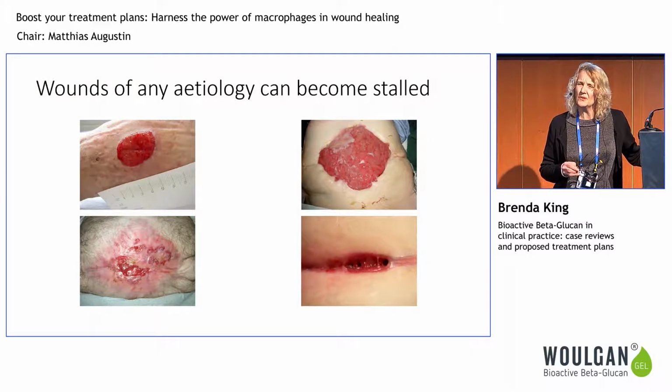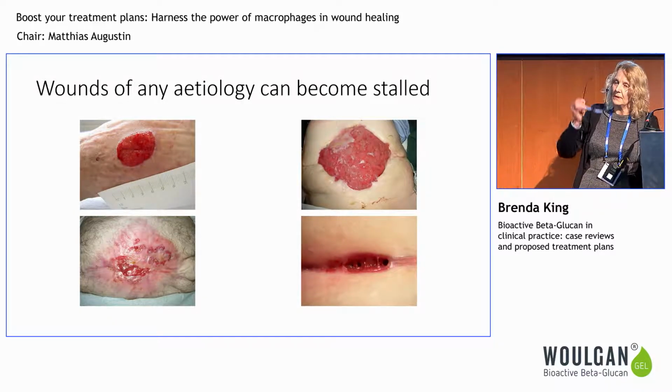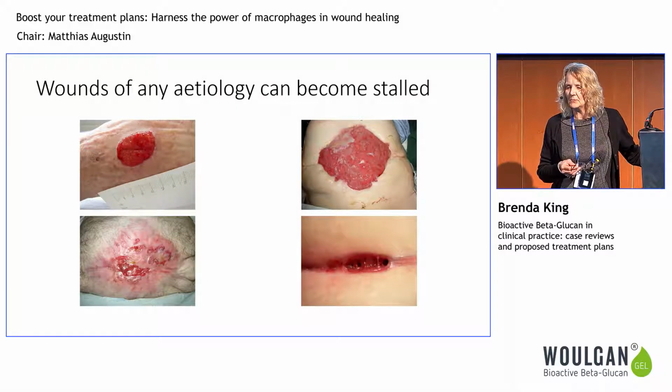But we also know that it doesn't matter what kind of wound it is, we may well see wounds that start to become prolonged. So we see surgical wounds that are months old. The image at the top right-hand side is a 6-month non-healing abdominal wound. The pilonidal wound below it is again a wound that's gone on for months with non-healing.